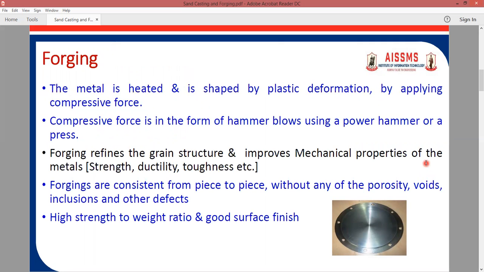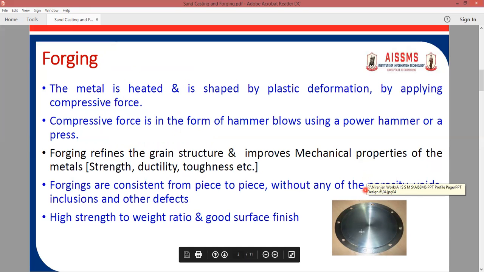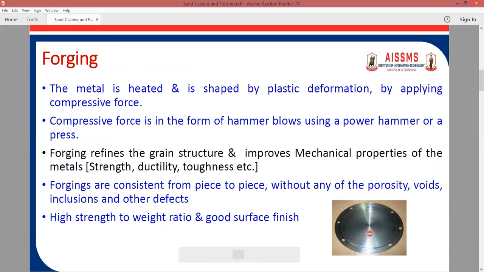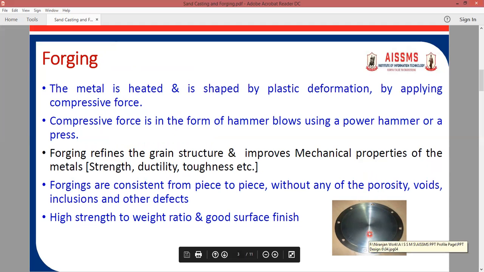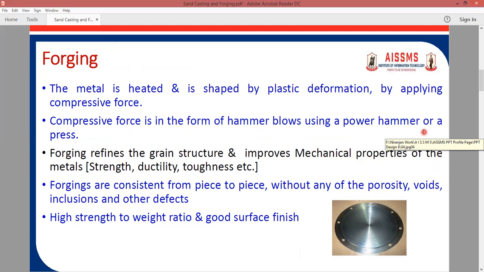Let's talk about the definition of forging first. Forging is the process in which metal is heated and is shaped by plastic deformation by applying a compressive force. Means it is the process in which metal is heated up to a particular temperature and then that metal is beaten by either hammer blows or a press machine to deform, and that particular force which is exerted on the heated metal is of the compressive type. The compressive force is in the form of hammer blows or power press.